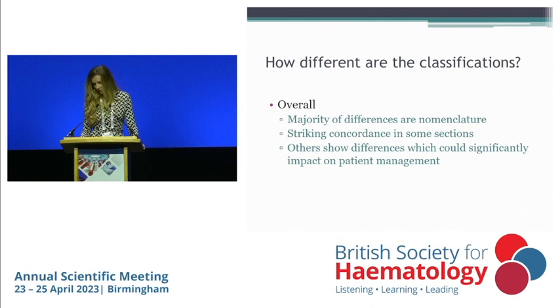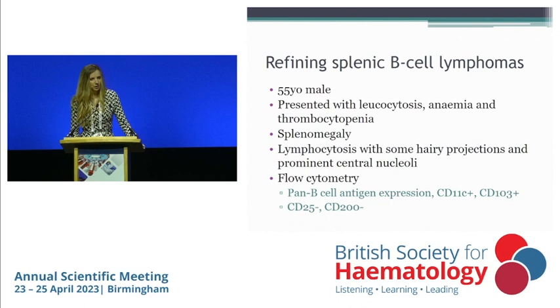So what I thought I would do, rather than just listing the different classifications and spotting the differences, was to just take a few cases and highlight what the differences are and what impact that could have on patients. So I want to start with a low-grade B-cell lymphoma. And we're going to work through a few different disease types.